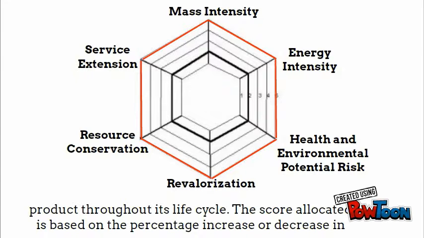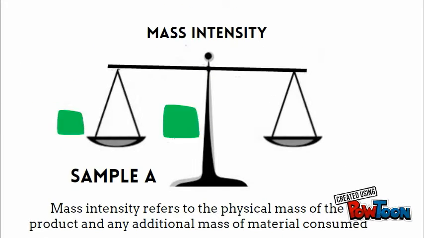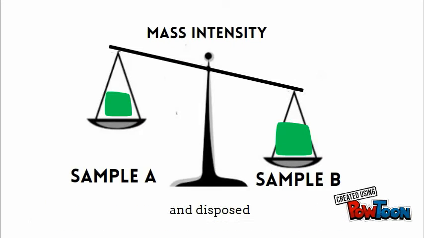The score allocated is based on the percentage increase or decrease in performance. The outside boundary of the diagram reflects an ideal eco-profile. Mass intensity refers to the physical mass of the product and any additional mass of material consumed and disposed.